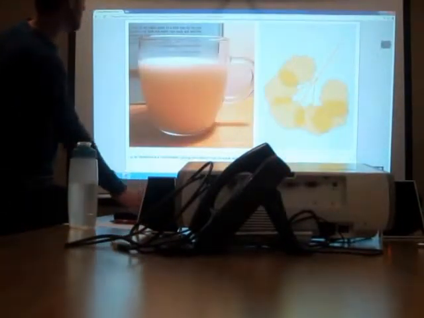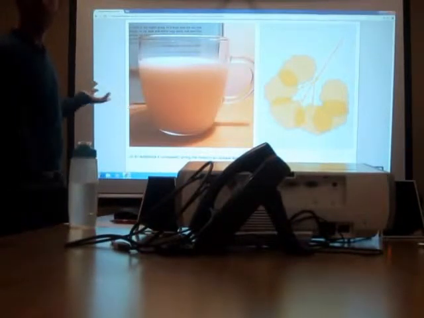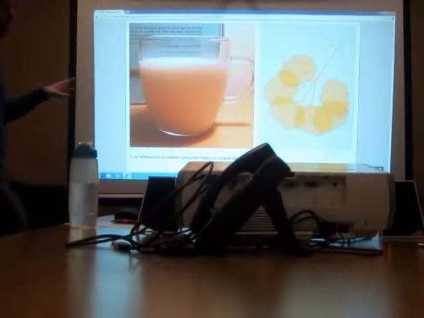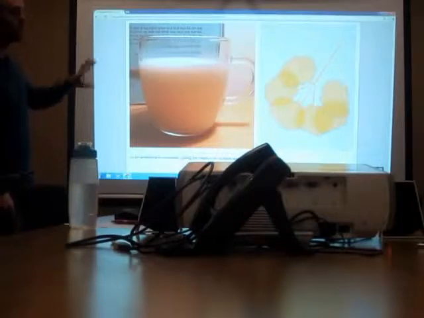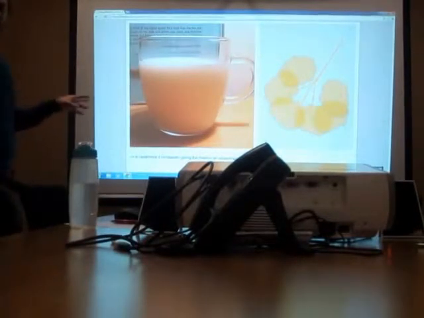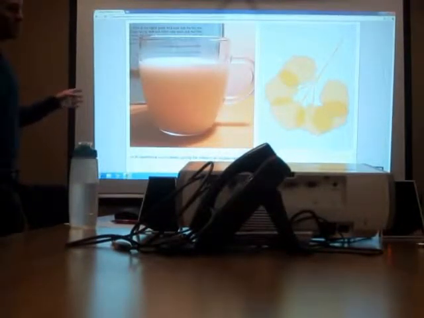Whereas if you take a glass of milk, milk is recognizable because it completely scatters any light that comes into it. It doesn't absorb very much.